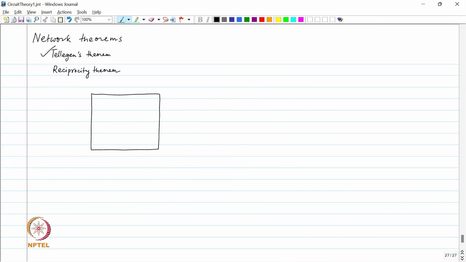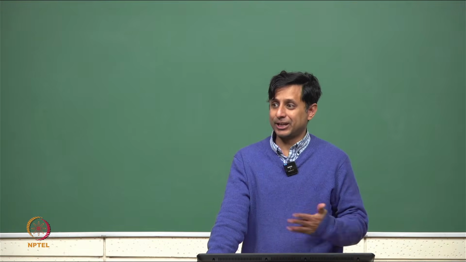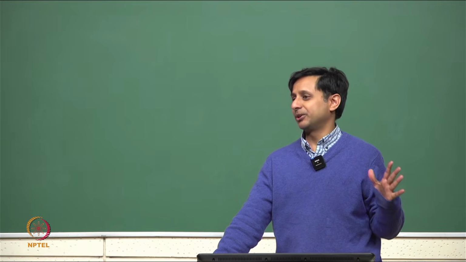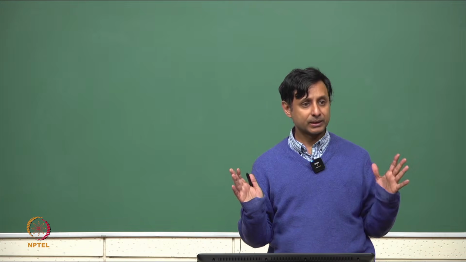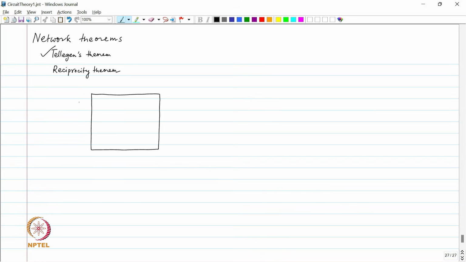So, I have a black box, inside which there are lots of circuit components, hundreds, thousands, millions of circuit components. Black box. We do not know what the connections are inside. We do not even know what is inside. All that we know is that this is a box, and from the box, two pairs of wires are sticking out.